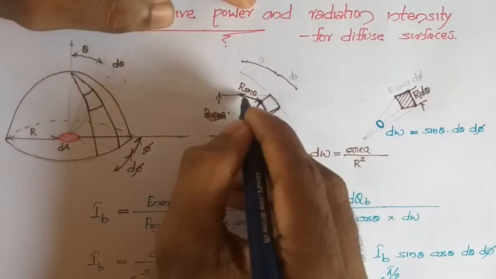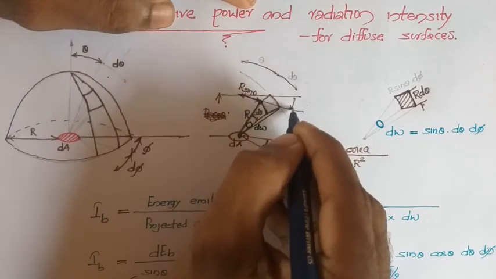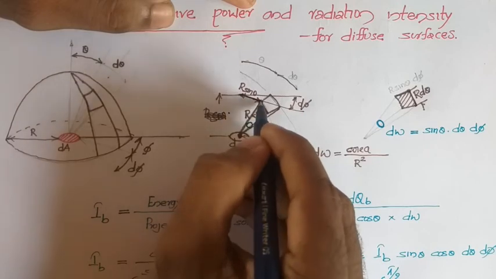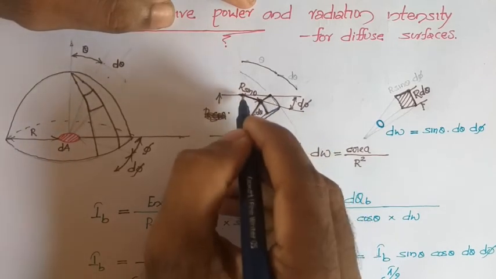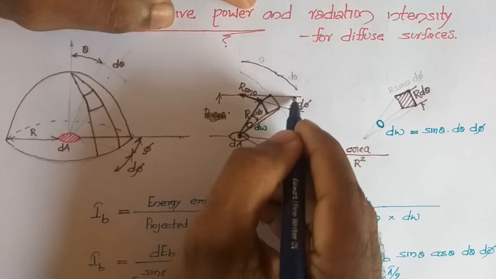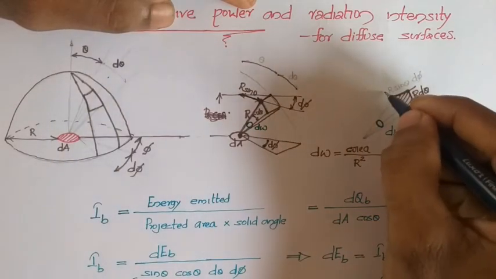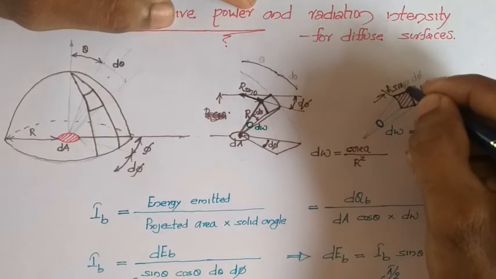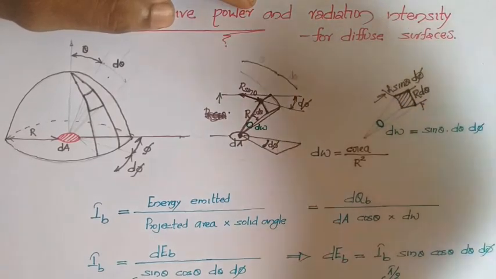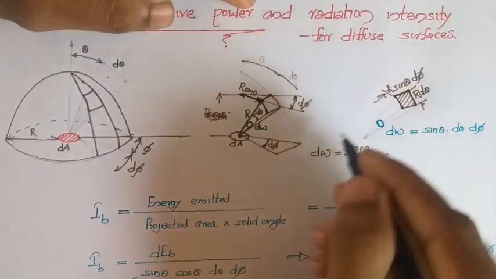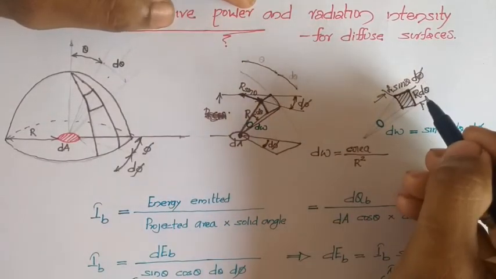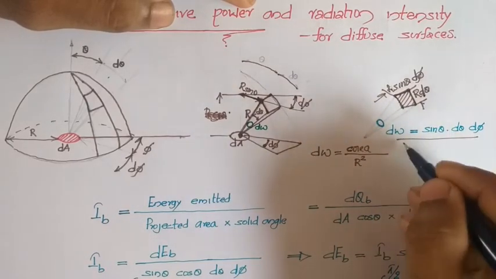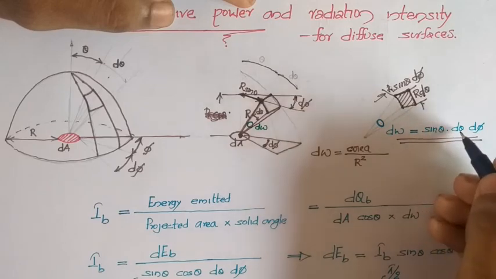So this angle will also be d phi. This is actually an arc length, so it is radius times included angle. So you can obtain this side as r sin theta d phi. So the element whose area is r sin theta d phi into r d theta, divided by r square, gives the solid angle for this element as sin theta d theta d phi.